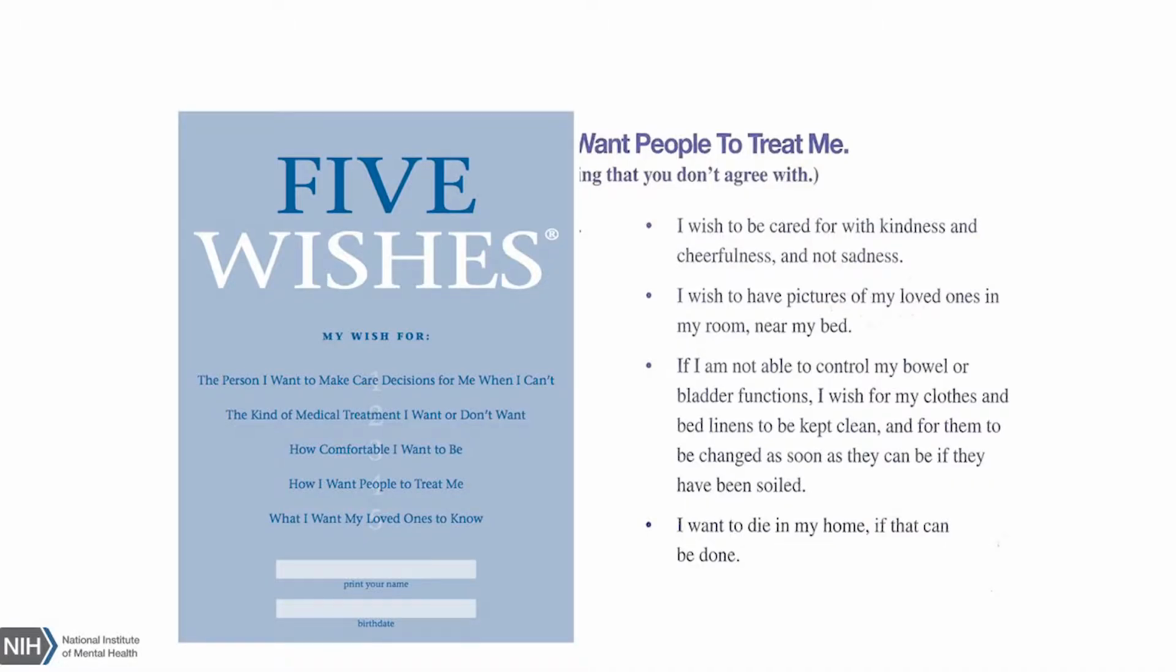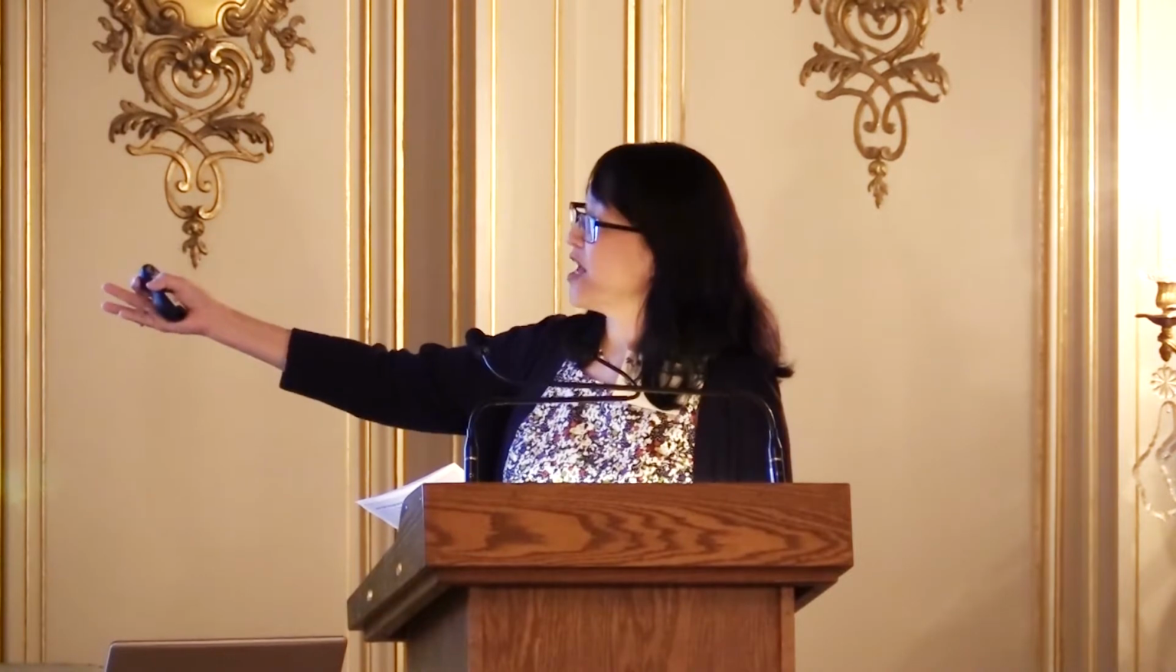So Five Wishes talks to you about the person I want to make care decisions for me when I can't, the kind of medical treatments I want or don't want, how comfortable I want to be, how I want people to treat me, and what I want my loved ones to know. It has areas like: in a coma and not expected to wake up and recover, I want life support, I don't want life support, or I want life support if my doctor believes it could help, but I want my doctor to stop life support if it's not helping my health condition or symptoms. So even adolescents can understand this. They have it as a checkbox, and then they want you to cross out the things you don't want.